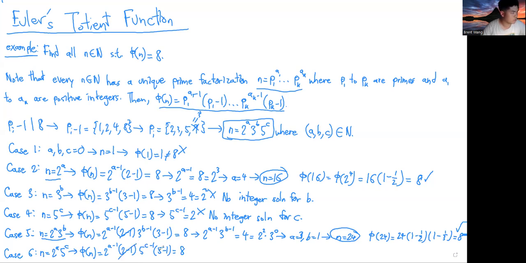This equals 1. So 5 minus 1 is 4. You have 2 to the A minus 1, 5 to the C minus 1 is equal to 2, because 8 divided by 4 is 2. This is going to look silly, but 2 is equal to 2 to the power of 1 times 5 to the power of 0. Compare these two together, and you have A is equal to 2 and C is equal to 1.